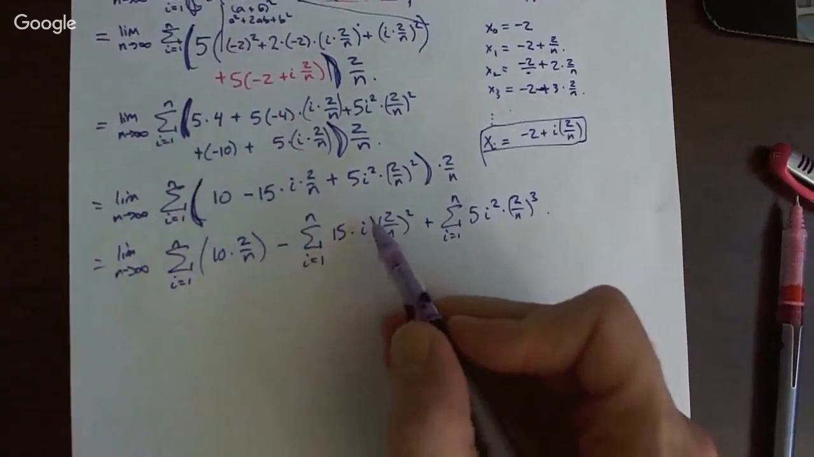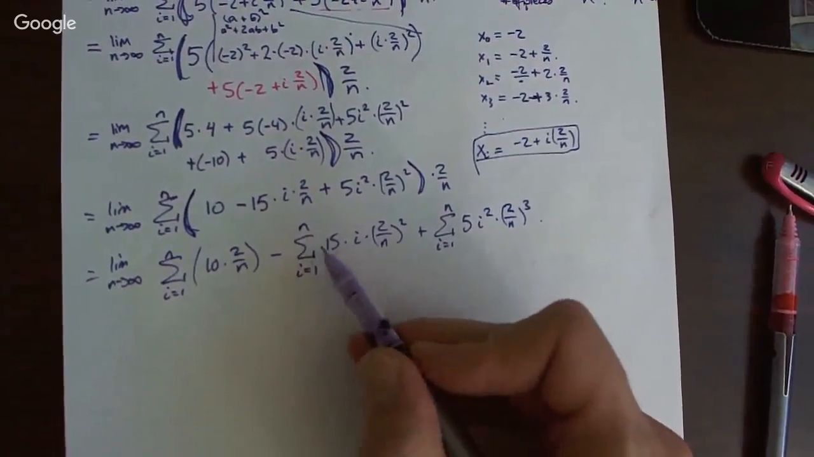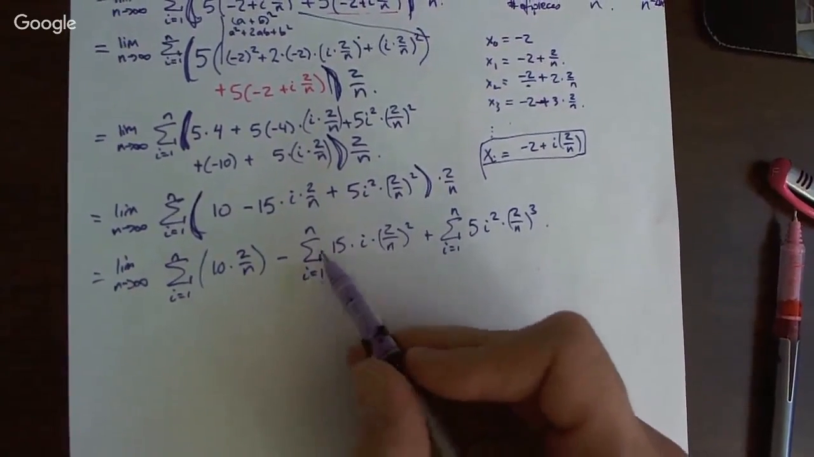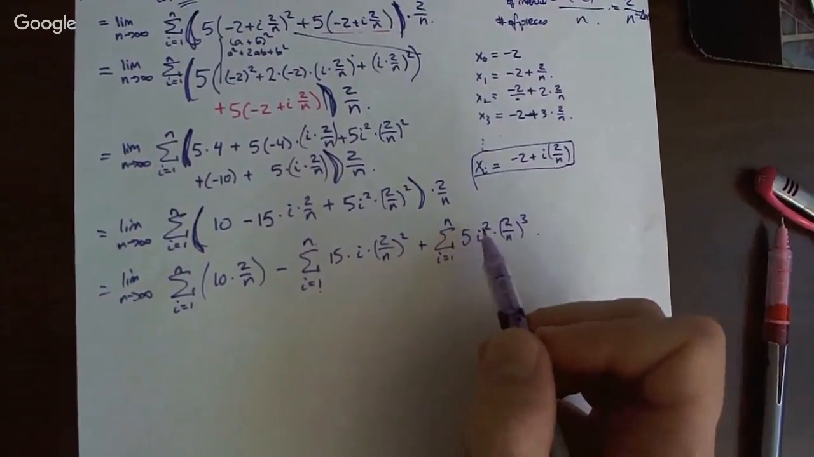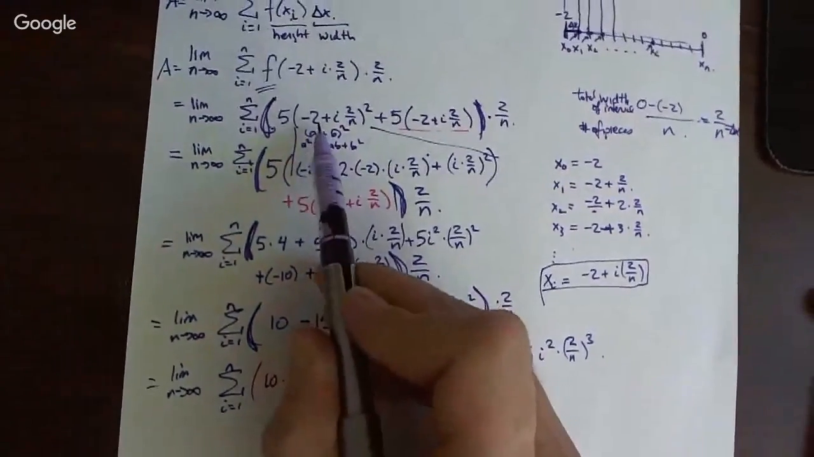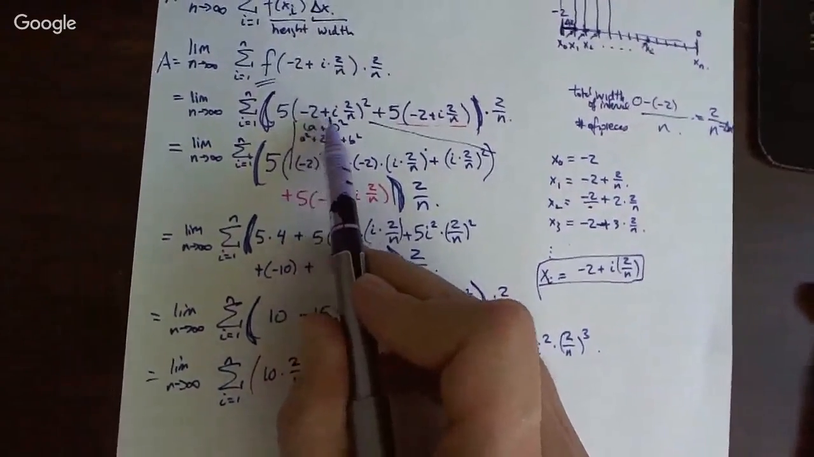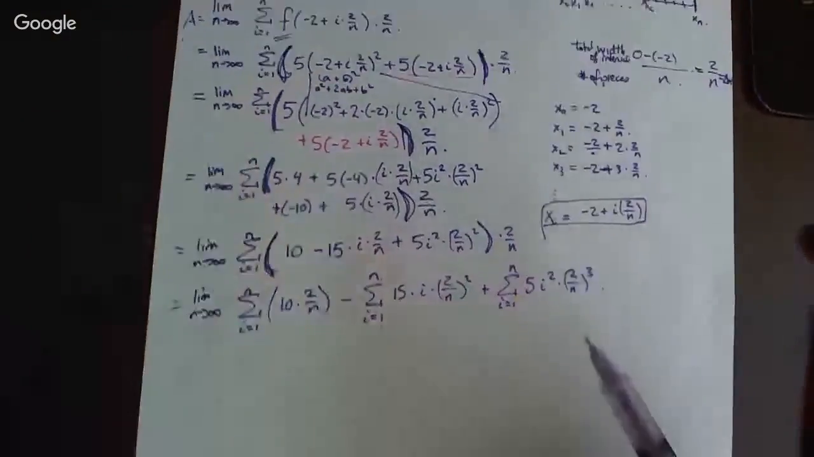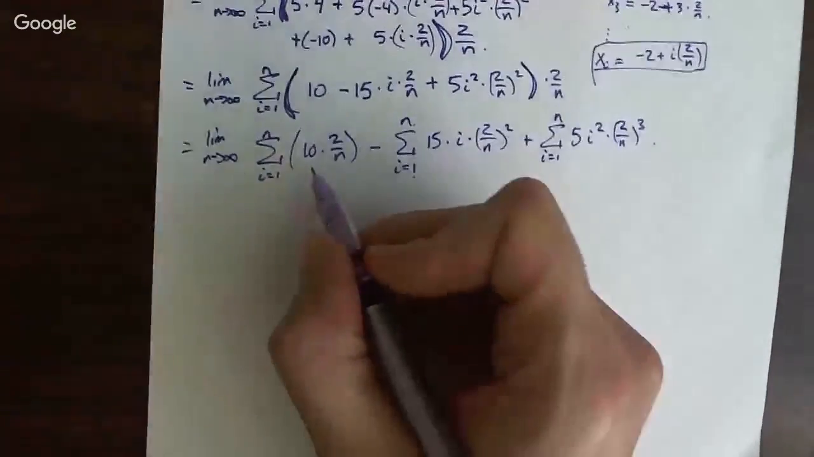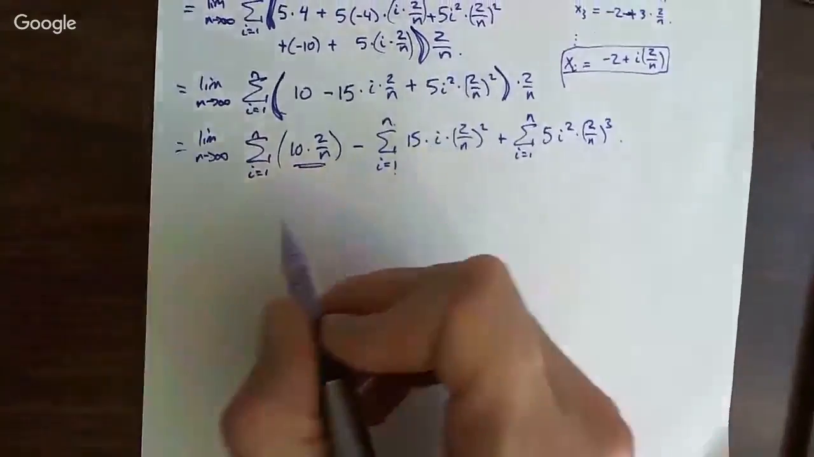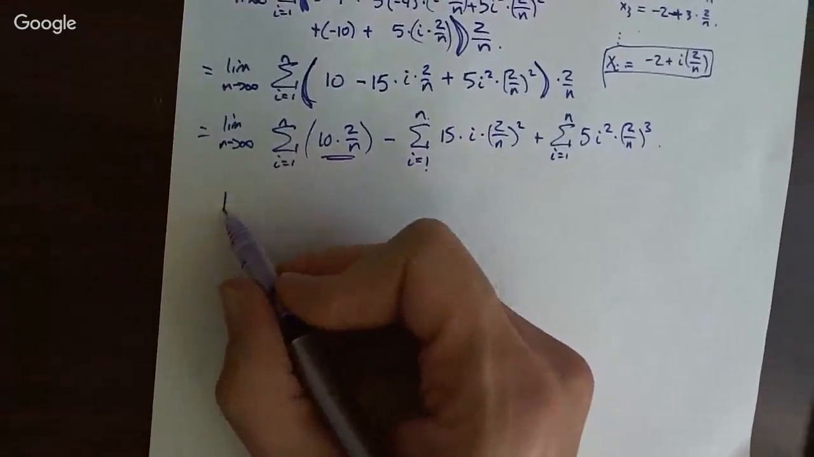The important thing is these sums. I know how to do the sum from i goes from 1 to n of i and of i squared, but I don't know how to do the sum from i goes from 1 to n of negative 2 plus i times 2 over n squared. So I've simplified this, and I'm going to bring out the constants. Realize there's no i's in here, so that's all a constant.